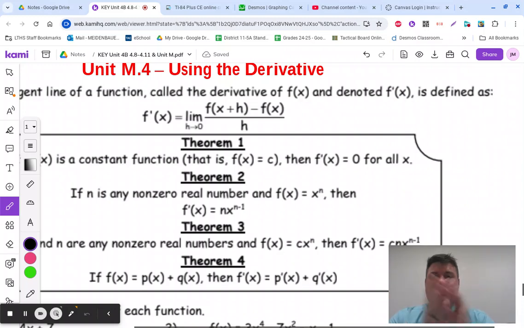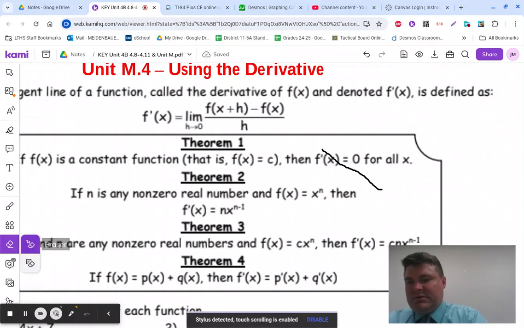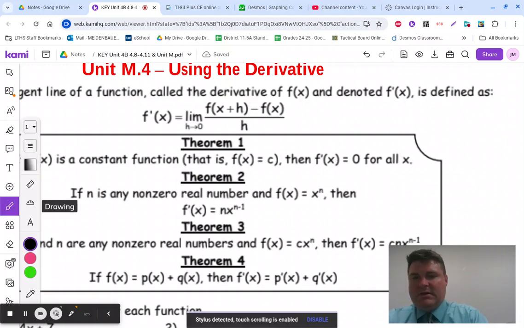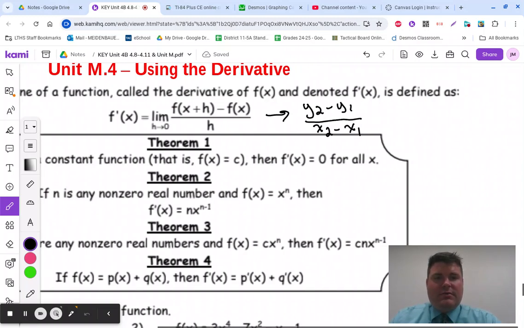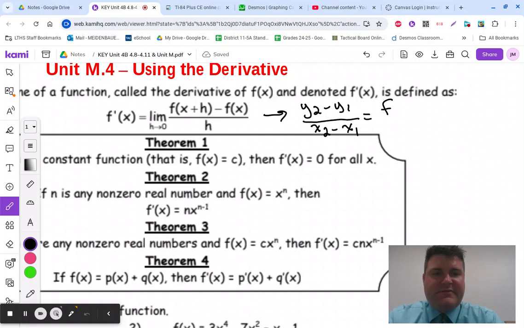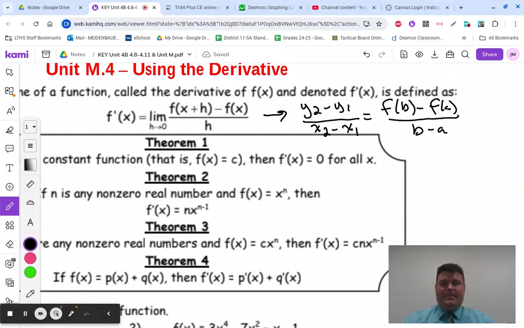We're talking about limits, and I do want to get into what this is even talking about. This is related to y2 minus y1 over x2 minus x1, but using function notation. It's just the slope. What we're used to is f of b minus f of a, all over b minus a. Now, what if we're trying to minimize the distance between b and a?